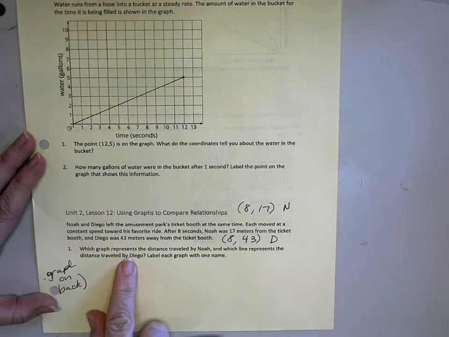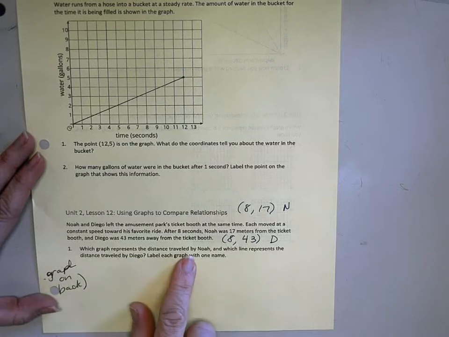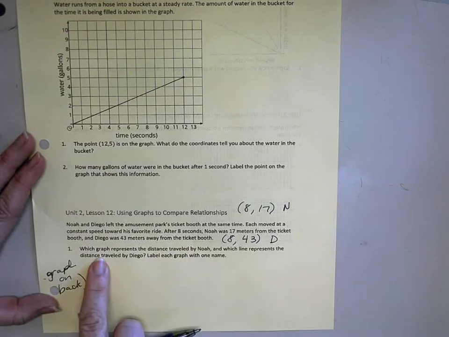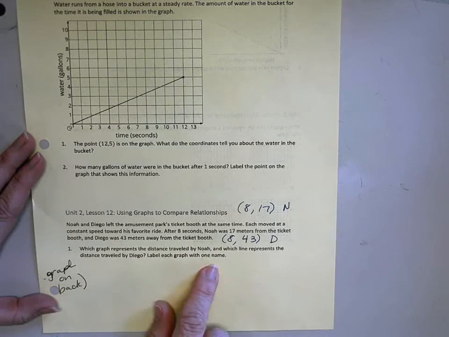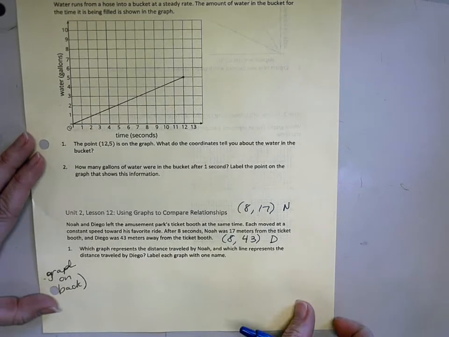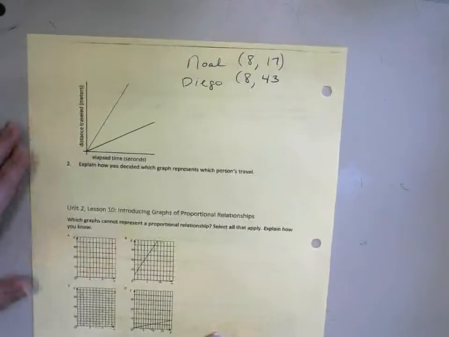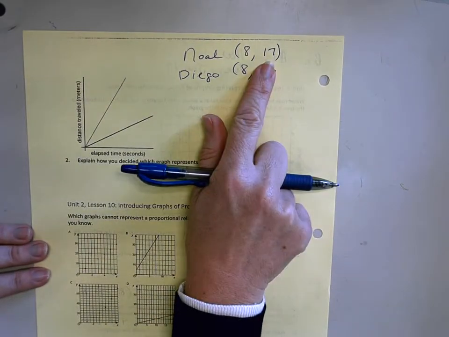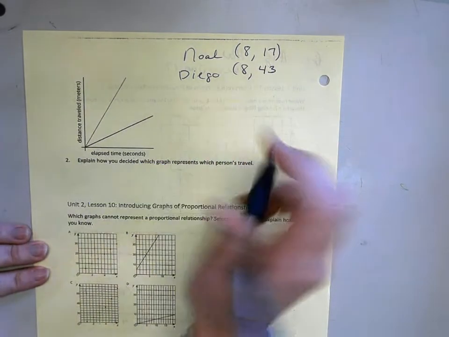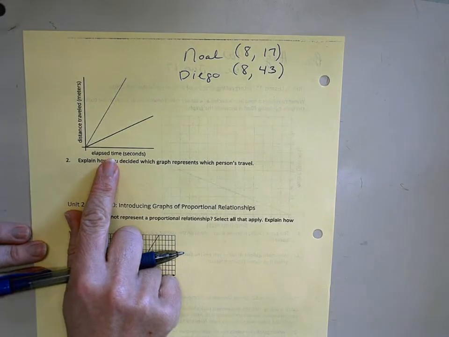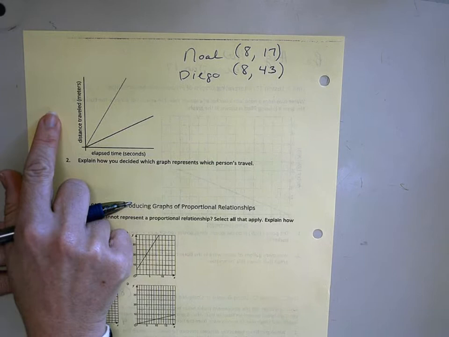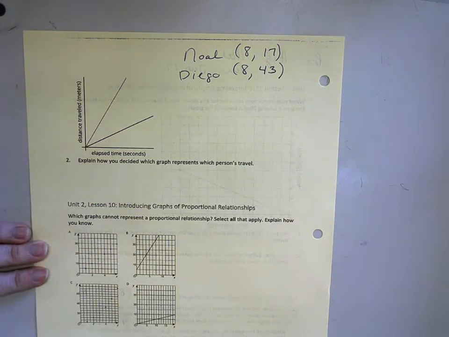Which graph represents the distance traveled by Noah? And which line represents the distance traveled by Diego? Label each graph with a name. So that would be on the back. All right, so I know that Noah is my coordinates 8, 17. Diego is my coordinates 8, 43. I have my time labeled. I have my distance labeled. I don't have even intervals.